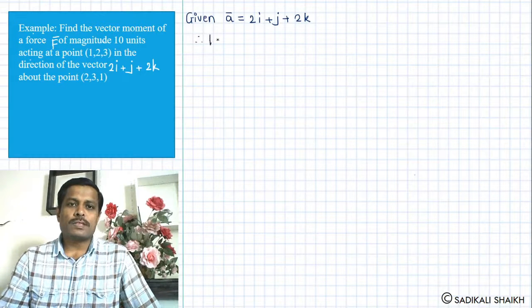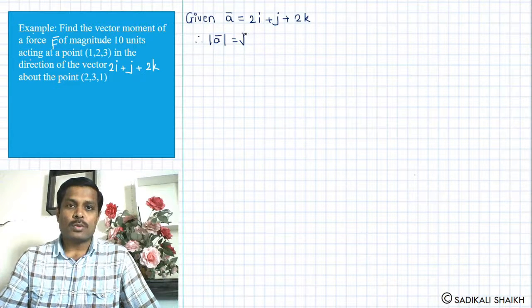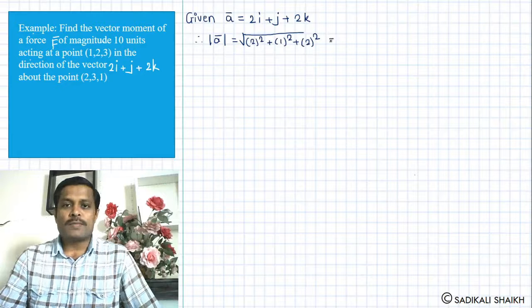Therefore, this is a symbol to denote its magnitude. How to get the magnitude? Square root of squaring and adding of all the components of this vector. The first component is 2, its square, plus the second component is 1, its square, and the third component is 2, its square. So after simplifying this, it is the square root of 4 plus 1 plus 4.